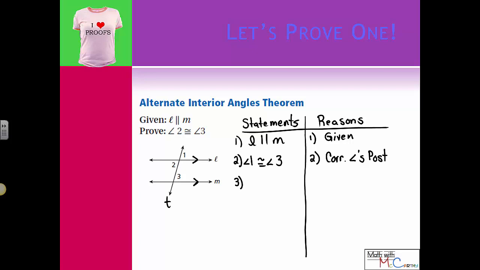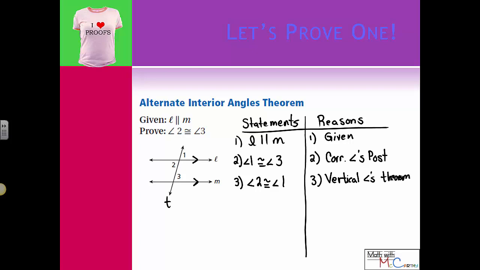But I also know angle 2 is congruent to angle 1, and I know that because angles 1 and 2 are vertical angles, and we have a theorem that says that vertical angles are congruent. So this is the vertical angles theorem.